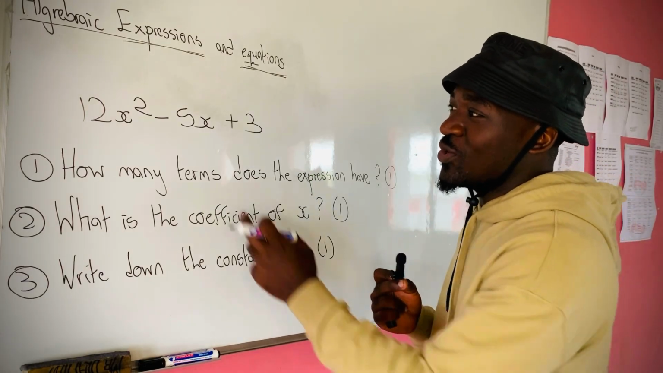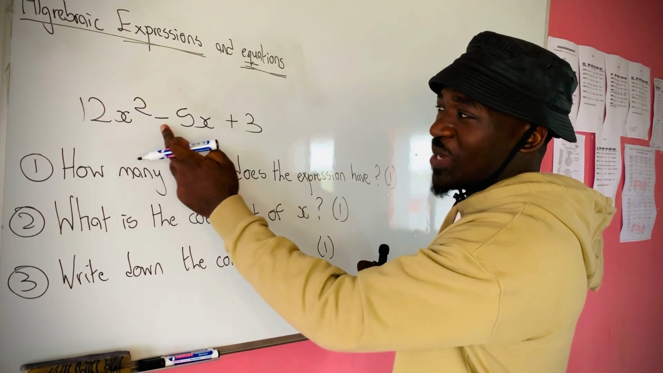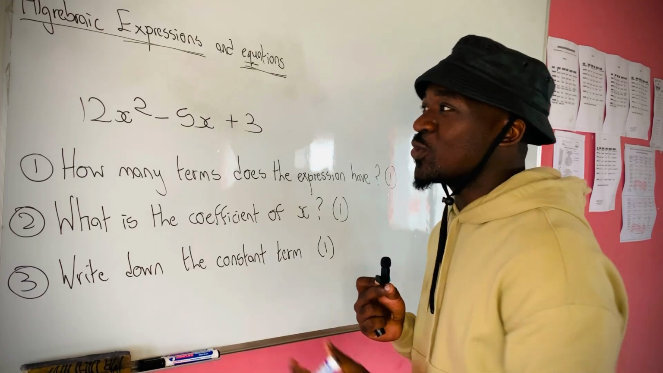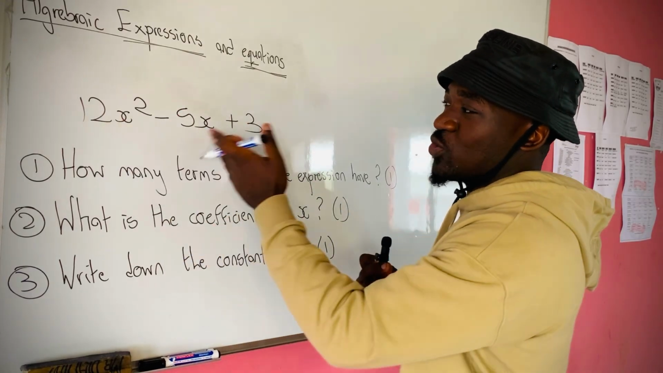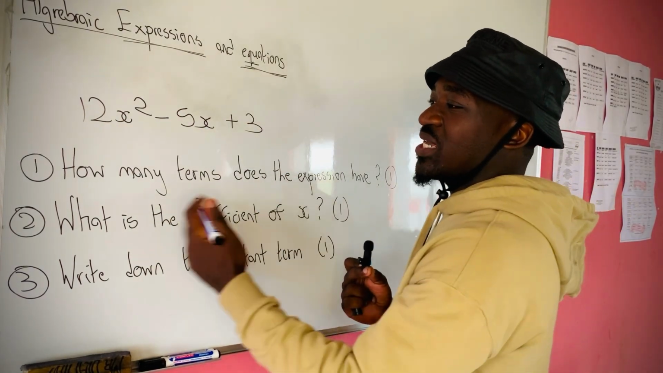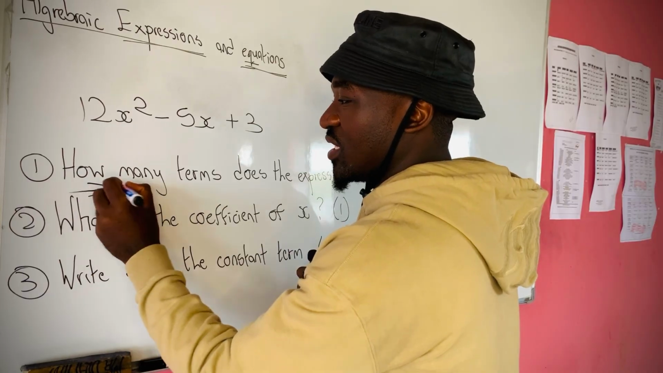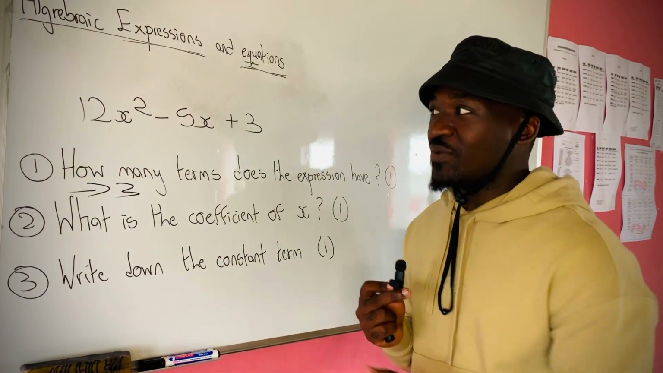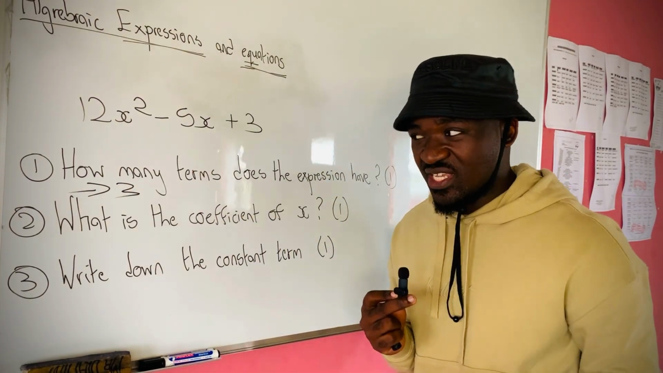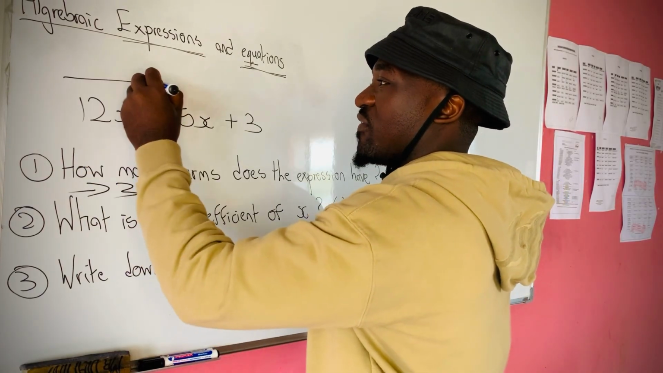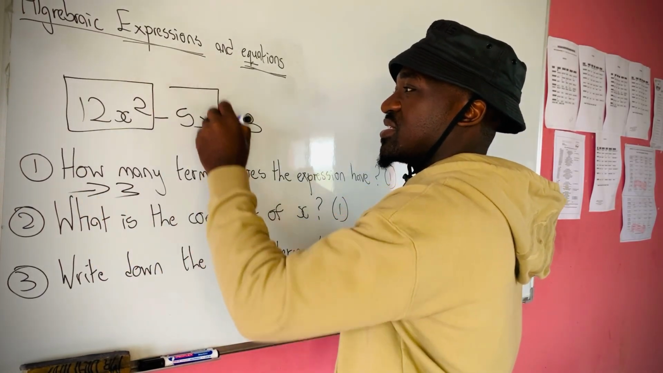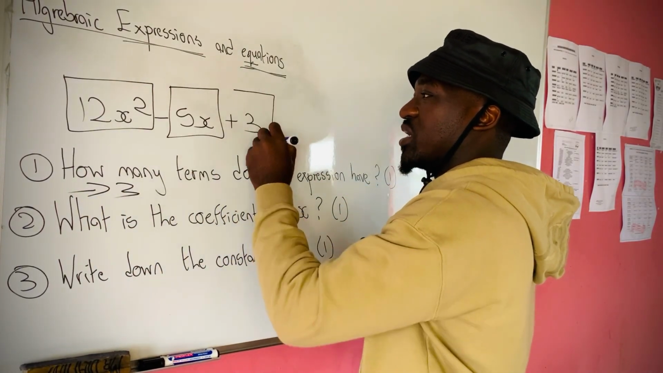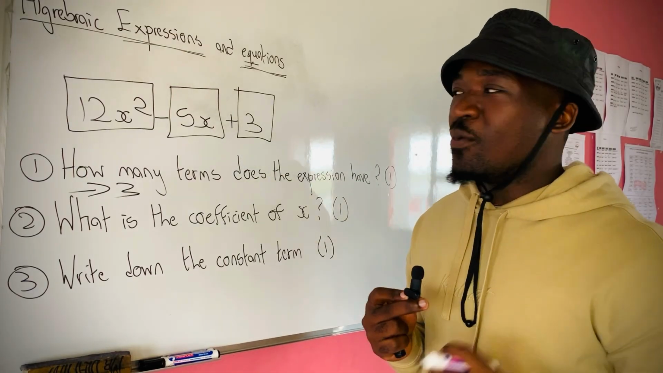Since we understand how to find it, we are good to go. We know there are two operation signs, minus and plus. If we have those two, then we know very well that it's 1, 2, 3. Then our answer to this one is simply going to be 3. Understand? We have 3 terms. This is our first term, this second term, then this one the third term, separated by minus and plus.